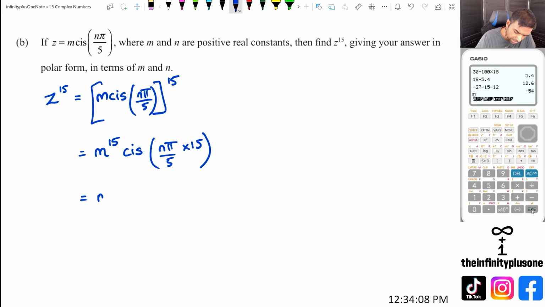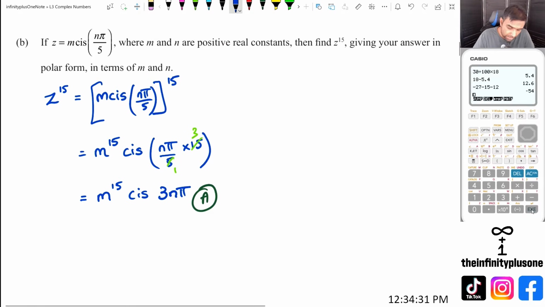That's pretty much it, because then you're going to get m to the 15 cis, the 15 divided by 5, they're going to cancel out and be replaced with 3. So you're going to end up with just 3n pi. Okay, I thought there'd be more to this question. No, that's basically it. That's another achieved question there. Moving on to question C.